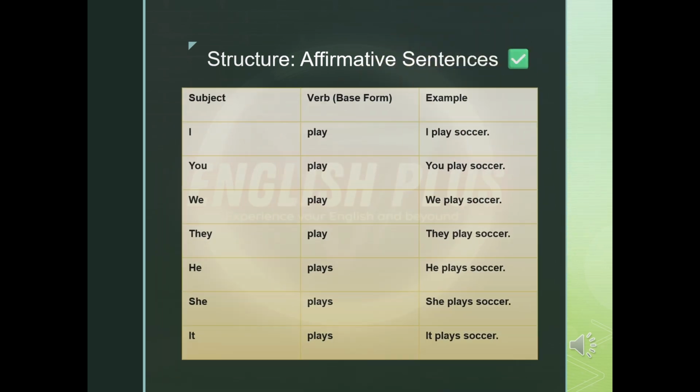This chart shows how to make positive present simple sentences. Rule: add s only with he, she, it. We add s or es to the verb. Let's practice a few. She eats, not she eat.